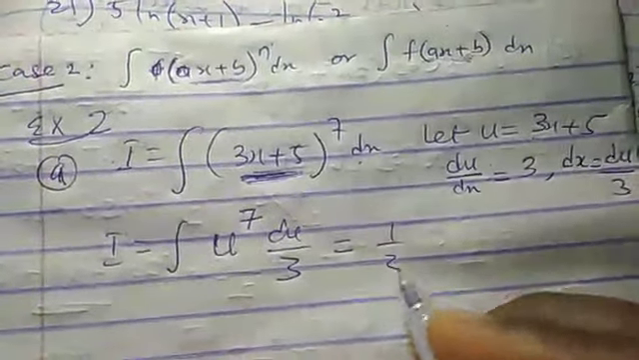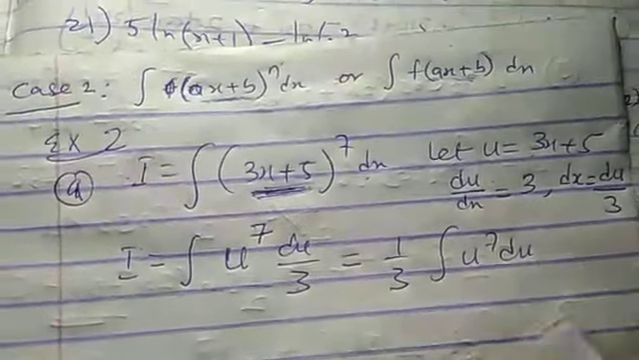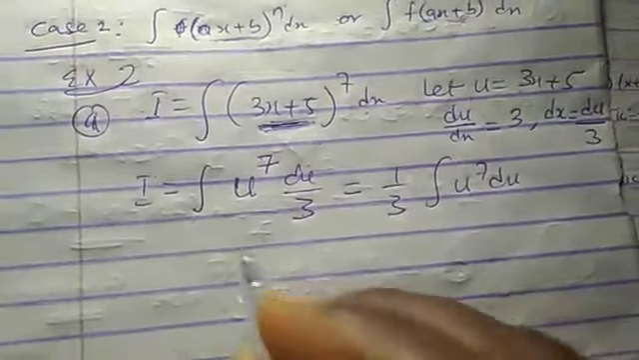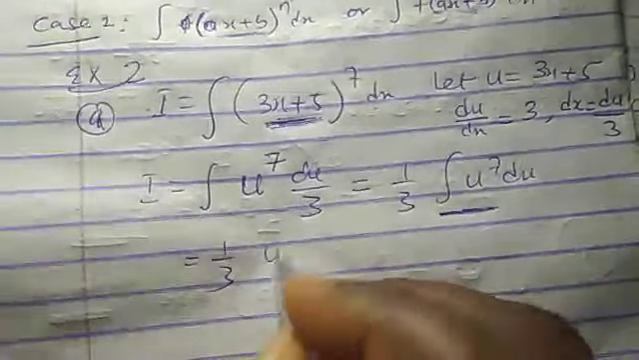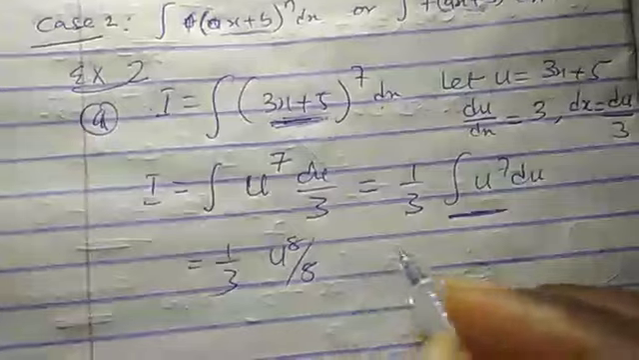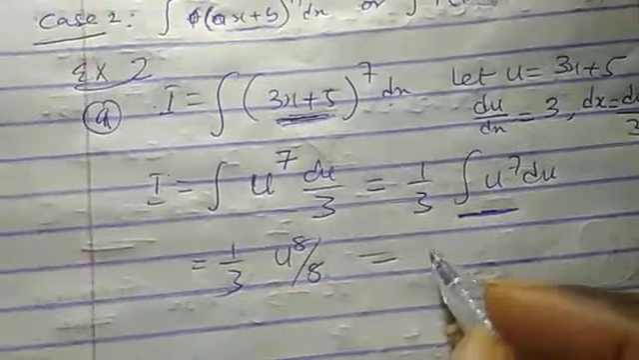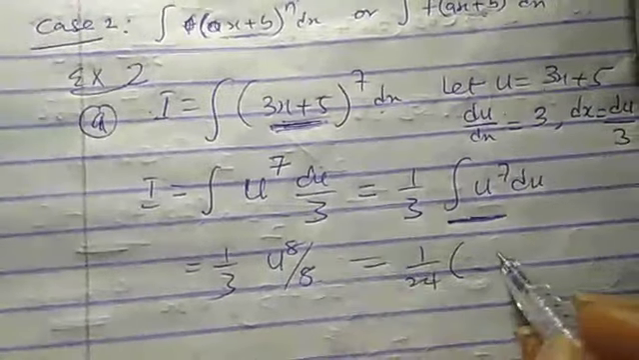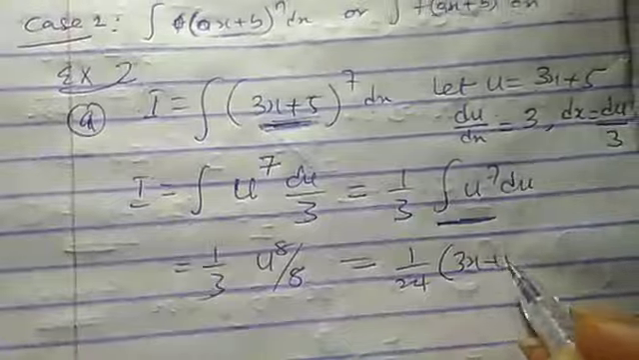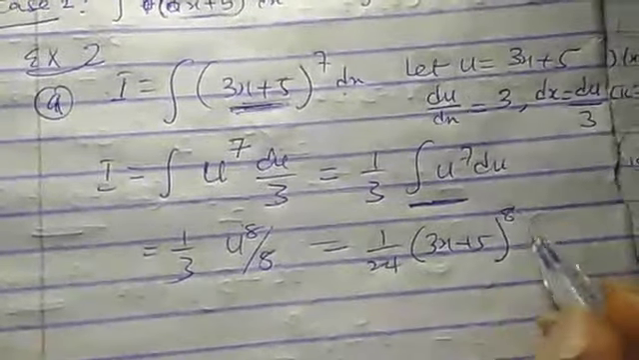So let me bring this 1 over 3 out. All we have left is u raised to power 7 du. And we can integrate u raised to power 7, which will give me u raised to power 8 over 8. Finally, our answer is, we know 3 times 8 is 24. So this is 1 over 24, u raised to power 8, our u is 3x + 5. This is our u. Then raised to power 8 plus c. So that is the answer.